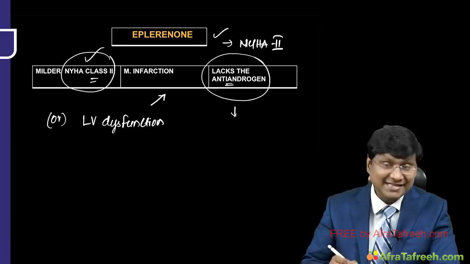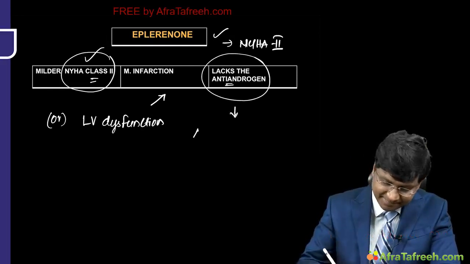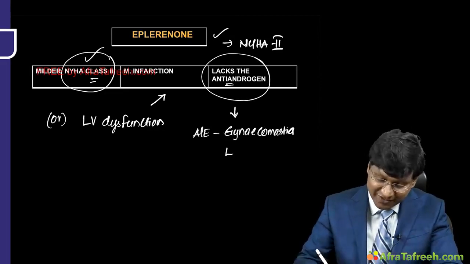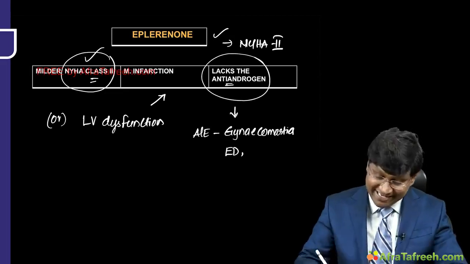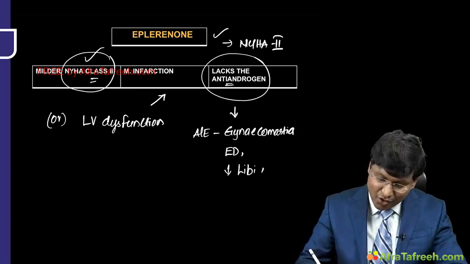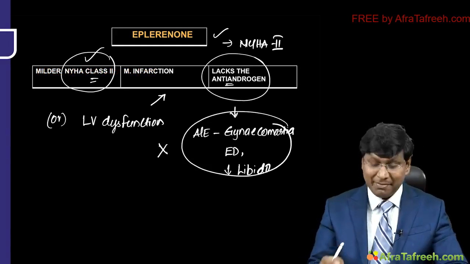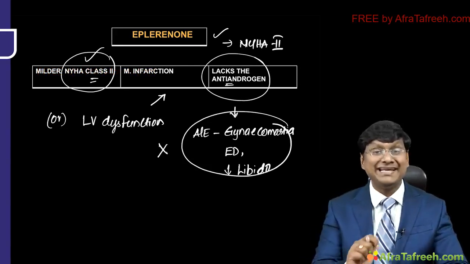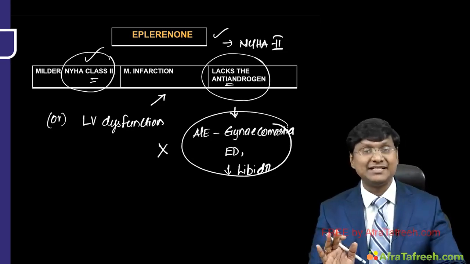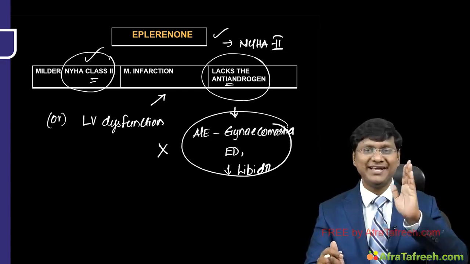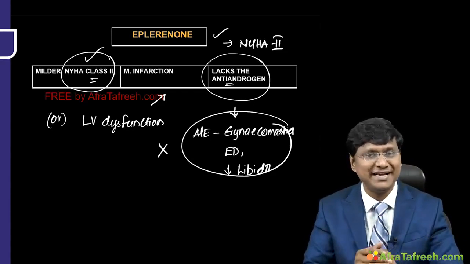That is the reason why adverse effects like gynecomastia, erectile dysfunction, and decreased libido are not seen with eplerenone, but are seen with spironolactone, because it has the anti-androgenic property. The spironolactone is associated with these adverse effects. So that is about your ACE inhibitors, ARBs, and mineralocorticoid receptor antagonists.